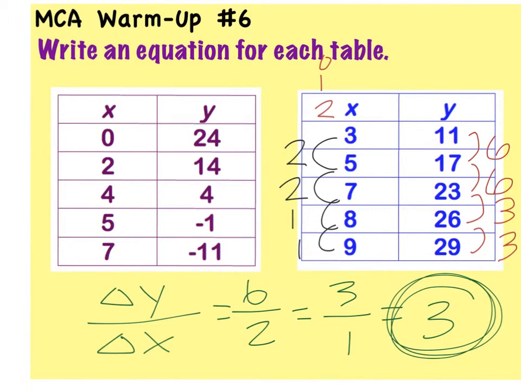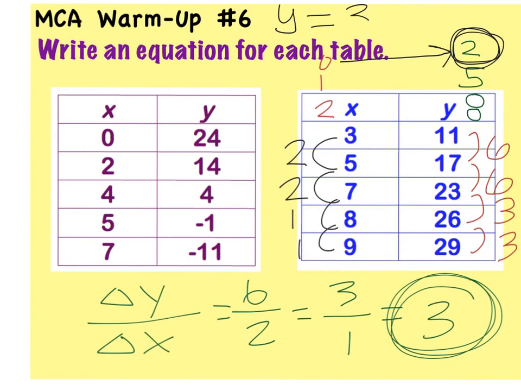So we'll do 11 minus 3, and that's equal to 8. 8 minus 3, that's equal to 5. And 5 minus 3, that's equal to 2. So when x is equal to 0, the y value is 2. That's our y-intercept, making our equation for this table y equals 3x plus 2.